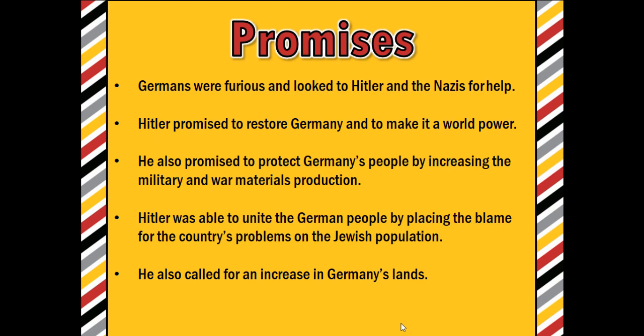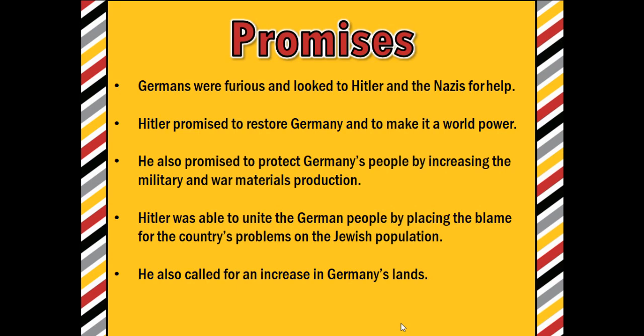Germans were furious and looked to Hitler for help. Hitler promised to restore Germany and make it a world power again. He also promised to protect Germany's people by increasing their military and war material production, which is a direct violation of the Treaty of Versailles.